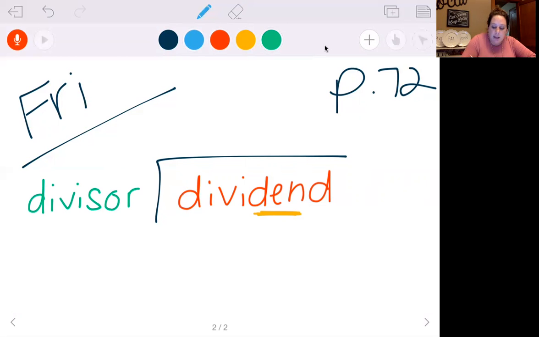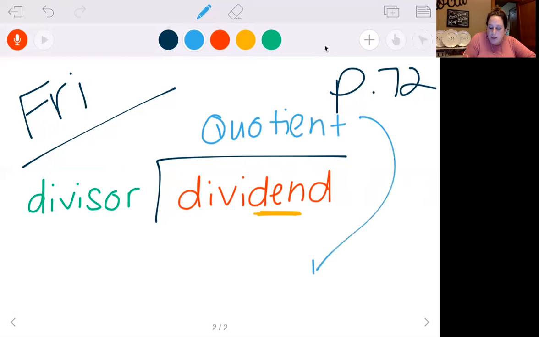And then finally, at the top is where you put your quotient, which is, I'm going to write this down here so I have room, your answer. So your quotient is your answer and it goes on top. And again, this is something you have to line up correctly. So if you want to use graph paper, that's a really good way to line everything up correctly. All right, so pause if you need to catch this. I'm going to erase this and move on to our steps.